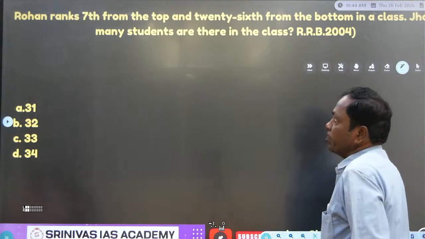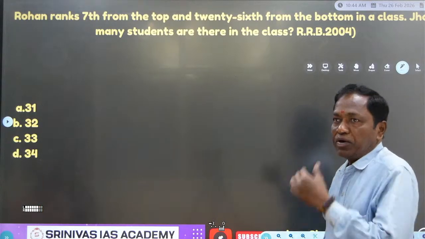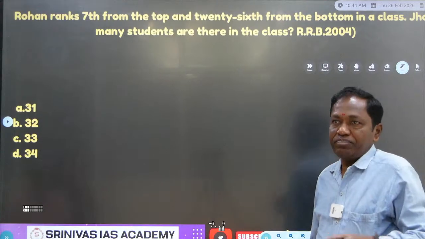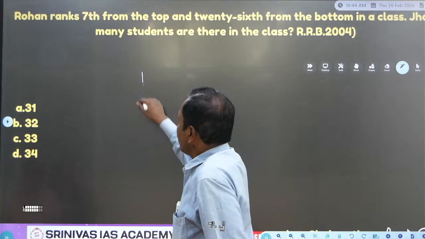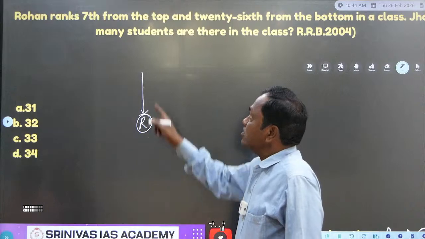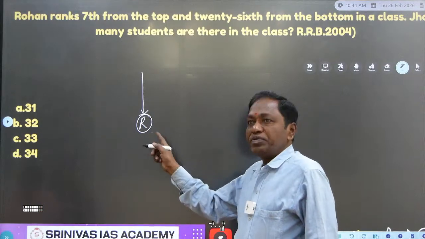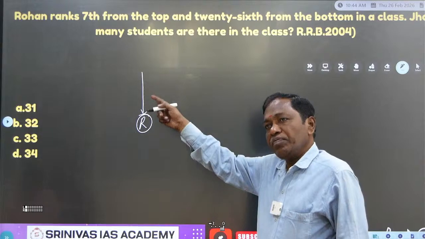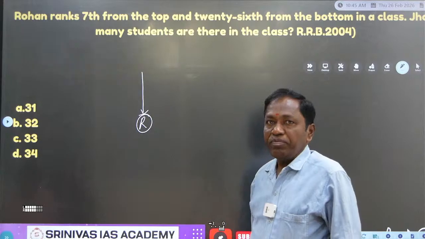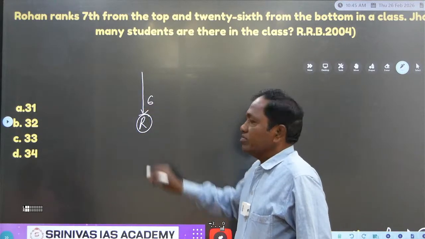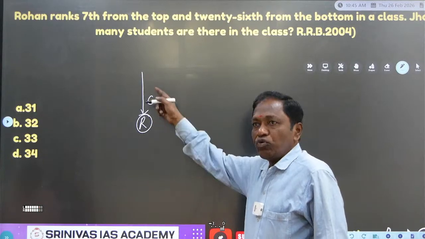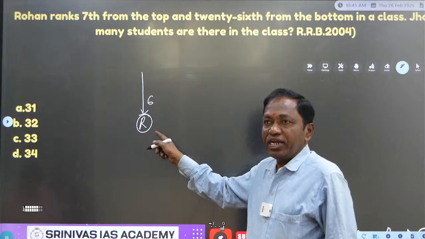Now let us see the question. Rohan ranks 7th from the top, so you have to draw the arrow mark from the top. Put R for Rohan. Rohan ranks 7th from the top. He is to be 7th here. Then how many are above him? 6. Rohan ranks 7th from the top, in the sense above Rohan there are 6, then he is counted as 7th.